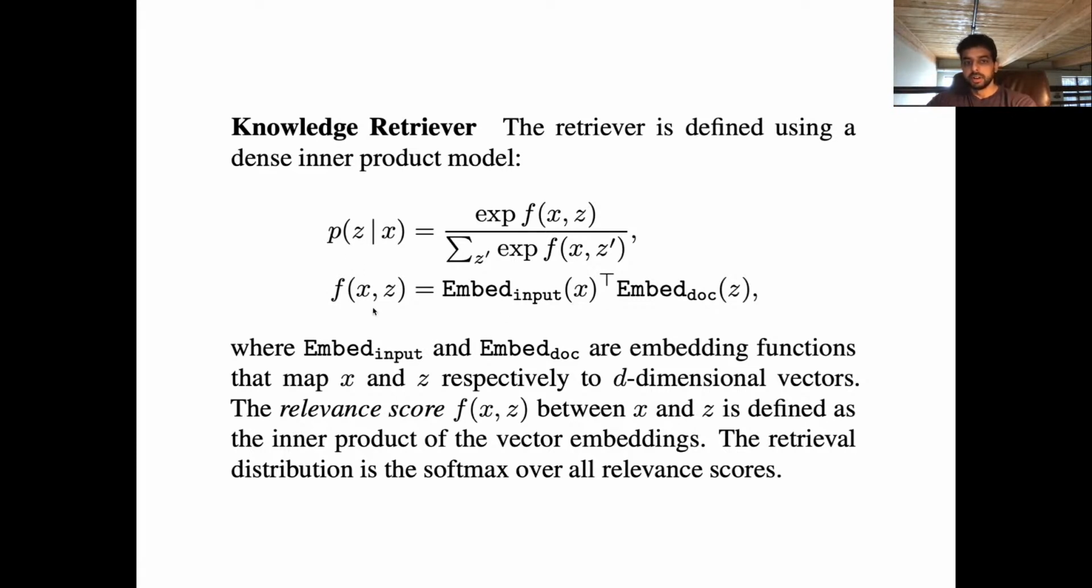Once we have all of these relevance scores for all of the documents in the knowledge corpus, we can just apply a softmax to normalize this into a probability distribution. So in many ways, it's similar to the attention computations that you have seen in the past. We're basically just doing a dot product of two vectors, and once we have all of our scalar scores, we normalize them using the softmax.